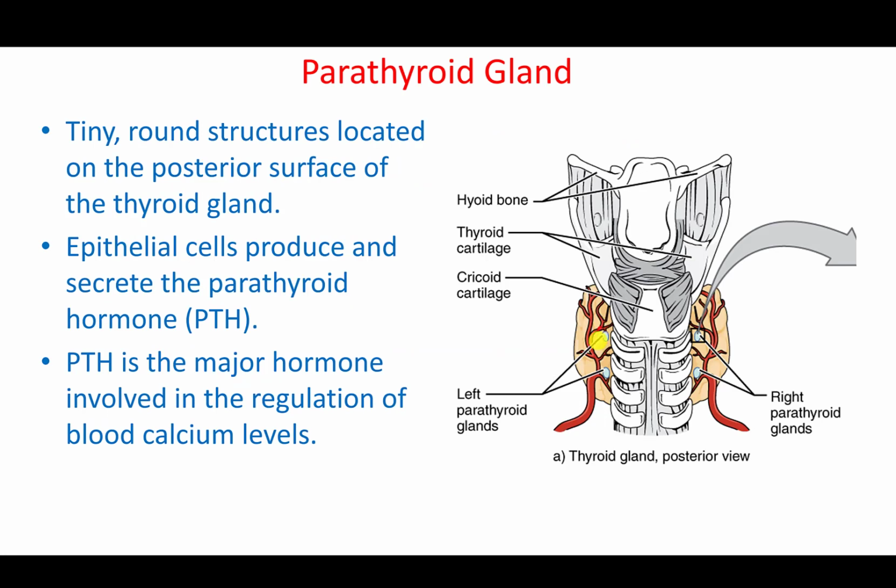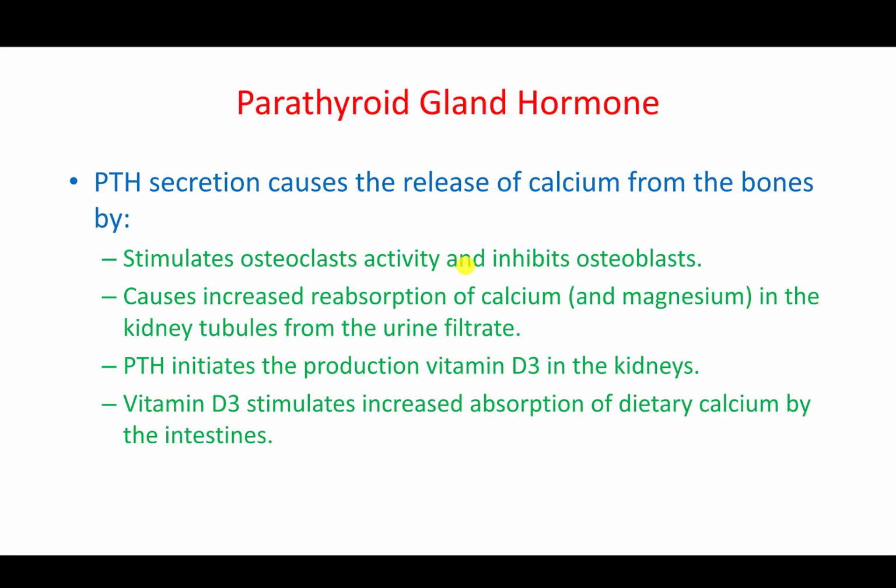Parathyroid glands are small glands, 4 to 8 small glands at the back of the thyroid. These are important in calcium regulation. They produce a hormone called the parathyroid hormone. This is the main hormone that regulates low calcium levels. So this would be released in case we have low calcium level, and it will cause increased calcium levels.